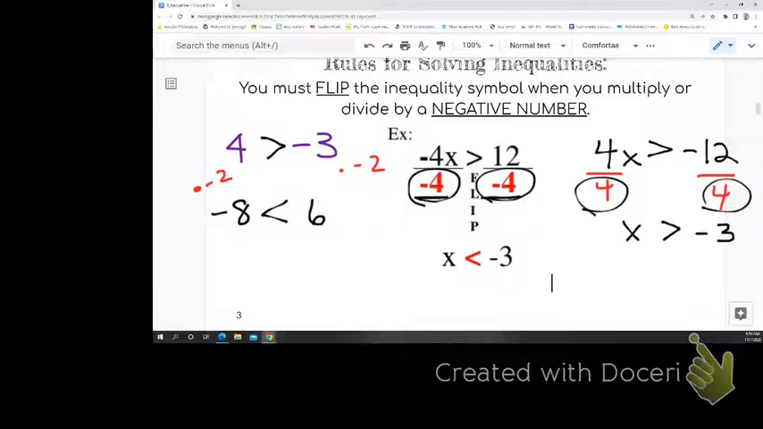So here, do you see the difference between the two examples? This one, this number that we are doing to both sides is negative. So the one on the left, x is less than negative 3. The one on the right, x is greater than negative 3.